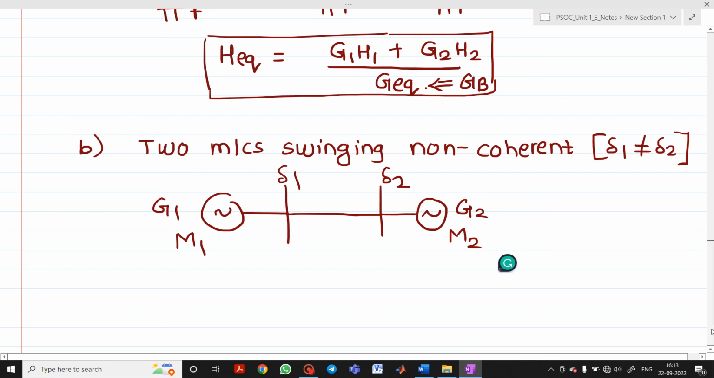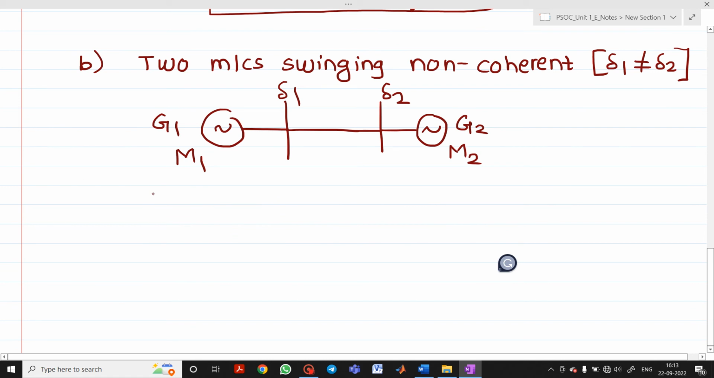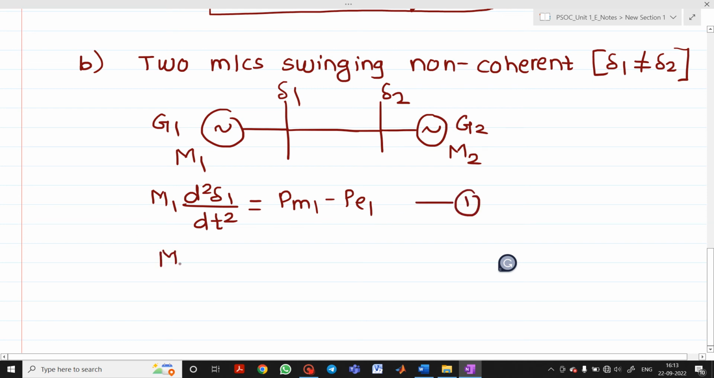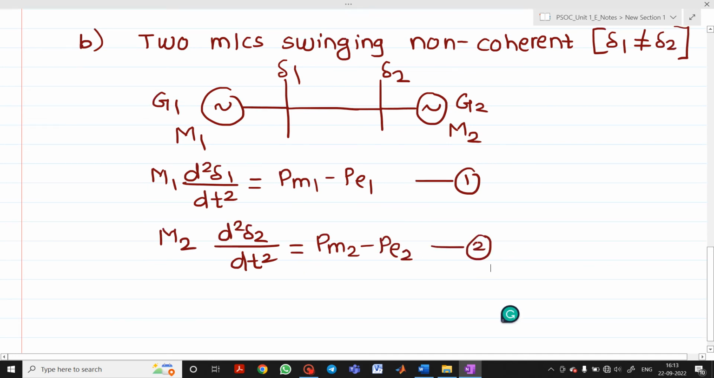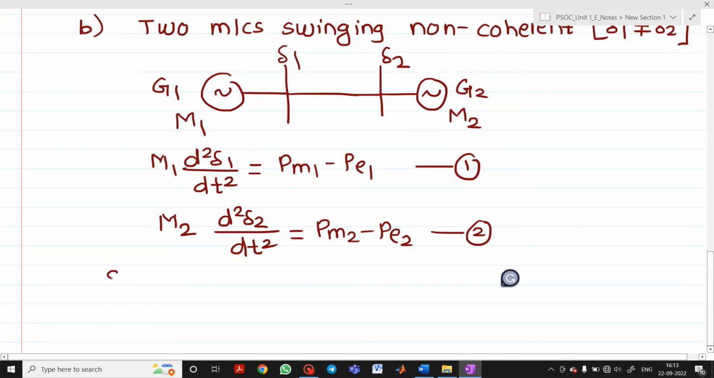So again, can I write the swing equation for generator G1? It will be M1 into d square delta 1 upon dt square equals PM1 minus PE1. So this is equation number 1, the swing equation of generator G1. Similarly, we can write M2 d square delta 2 upon dt square equals PM2 minus PE2. Treat this as equation number 2. Now we will consider that delta 1 is greater than delta 2. So how can I write the net delta? Can I write it like this?